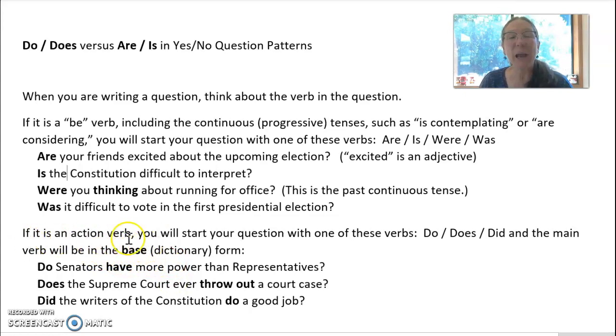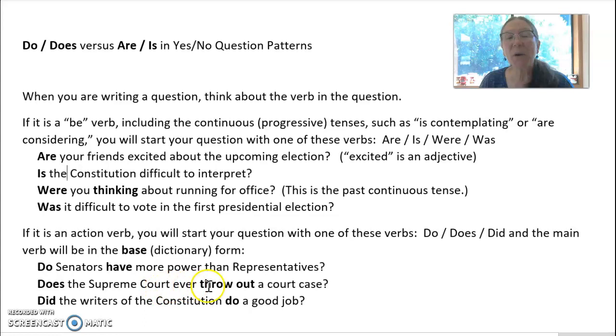If you use an action verb, you're going to start with do, does, or did, and then the main verb is going to be in the base form, which is also called the dictionary form. So let's look at these examples. Do senators have more power than representatives? You can see the do right here, and then here's have in the base form.